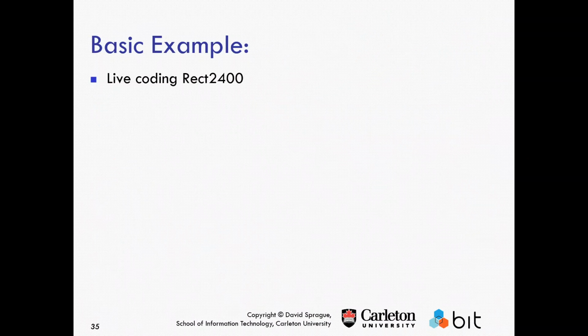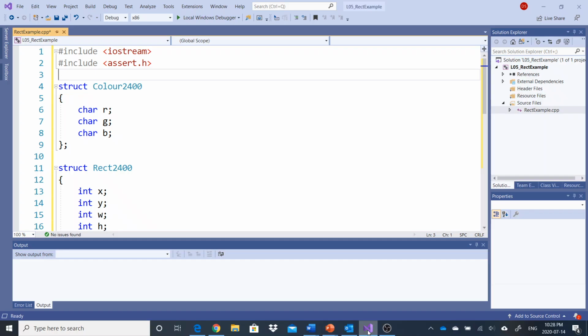Okay, so let me do a live coding example for Rec 2400, and then after that we'll take a break, and then we'll go back to objects. I wanted to show you guys this early enough on.